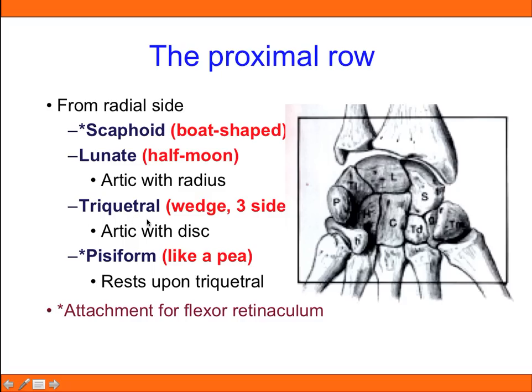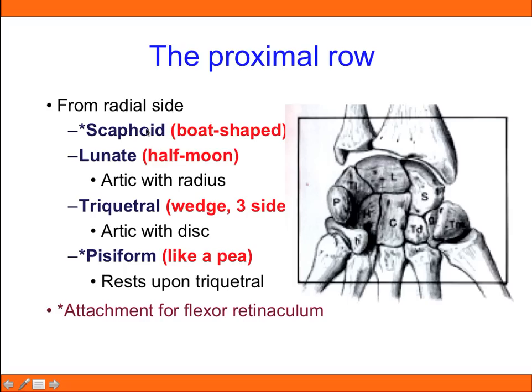Now, some of these bones of the proximal carpal row have strong, important attachments for the flexor retinaculum. Okay, so the attachments for that in the proximal carpal row are at the scaphoid tubercle or tuberosity, which is going to sit about here, and at the pisiform as well. Okay, we'll look at the distal connections of the flexor retinaculum shortly.